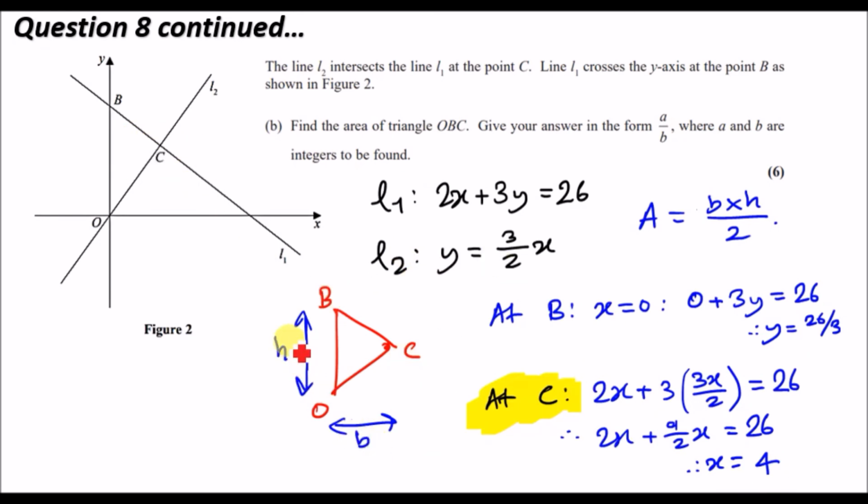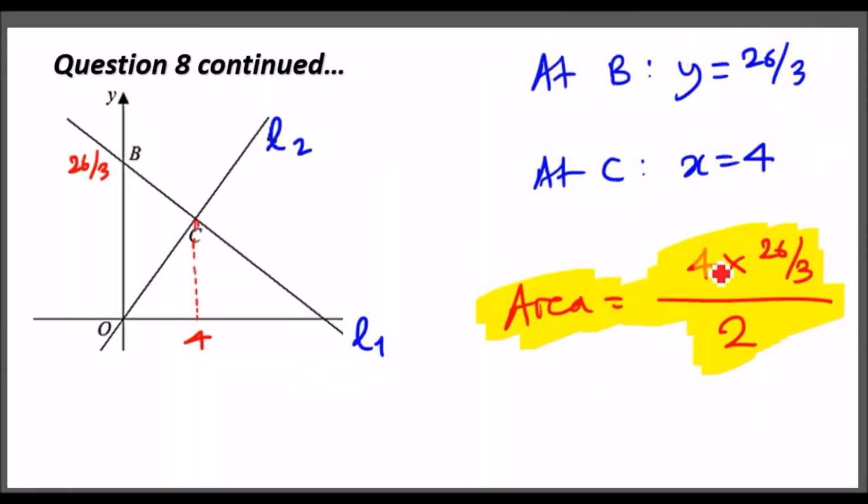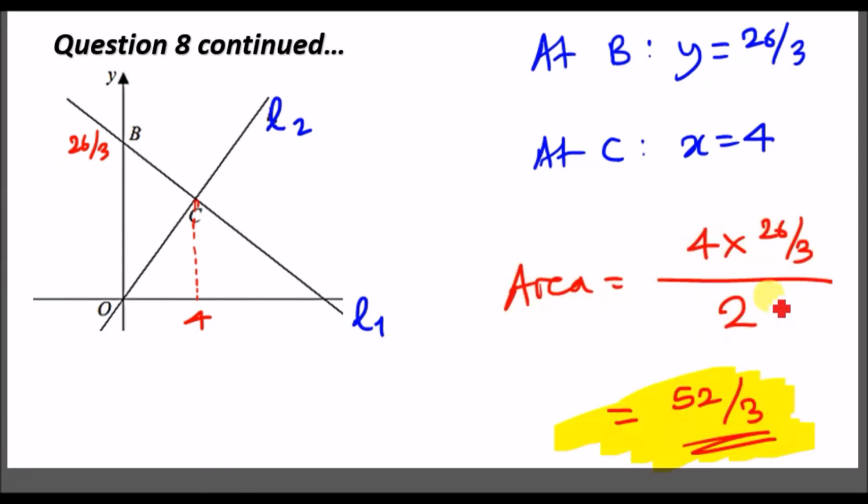So the width is 4 and the height is what? 26 over 3. So plug into this area formula and you should get 4 times 26 over 3, all divided by 2. And just put it in your calculator, it comes down to 52 over 3. And you're done. That's it. So that's number 8 done.